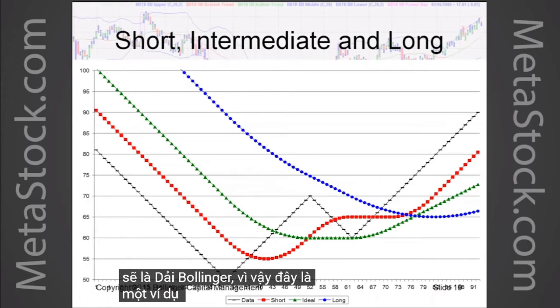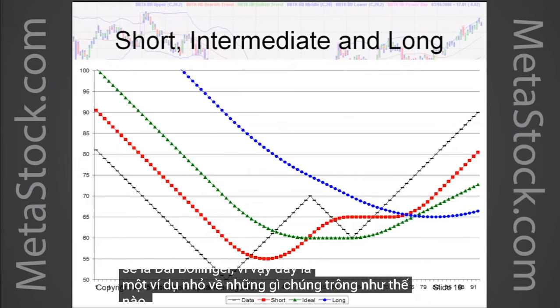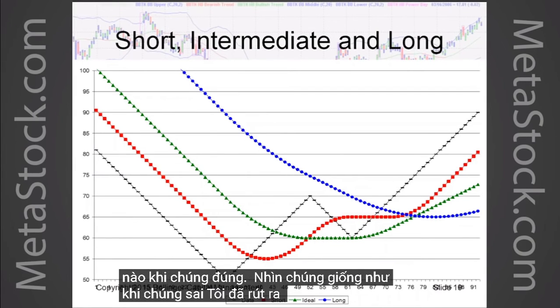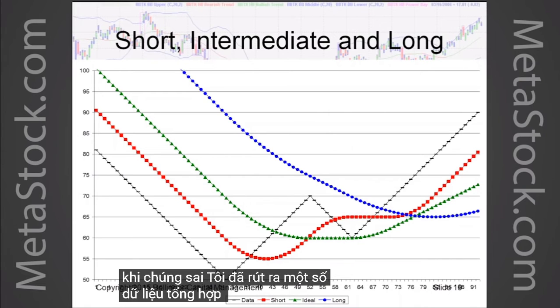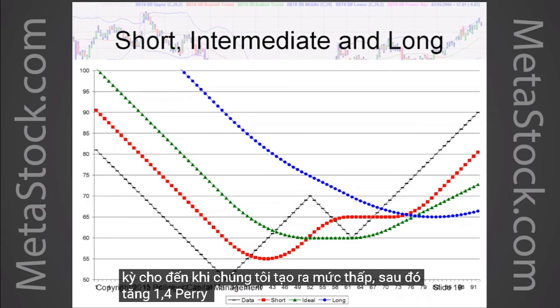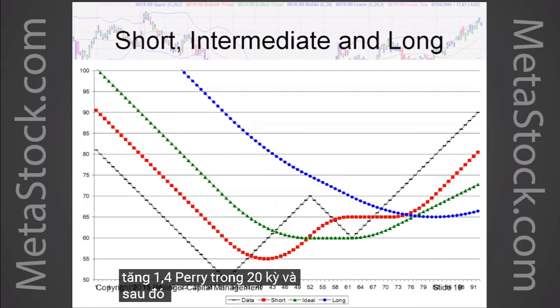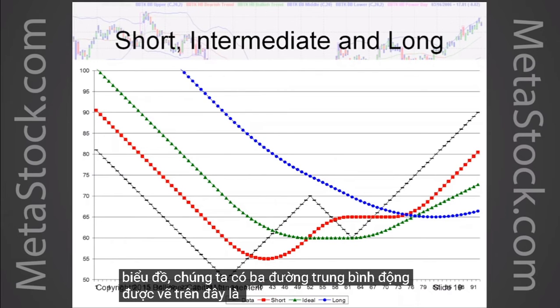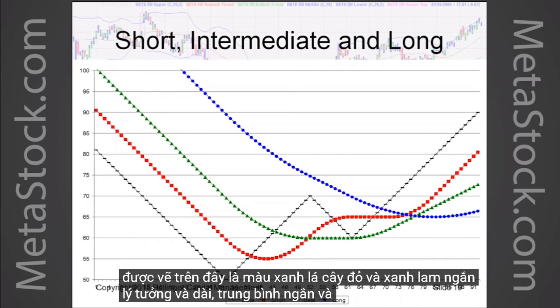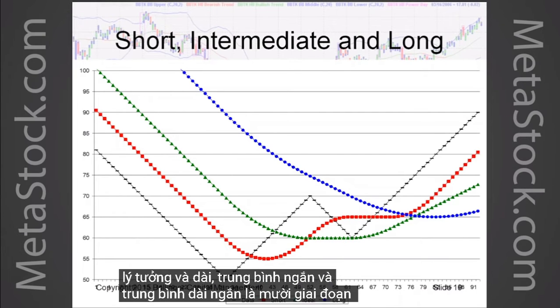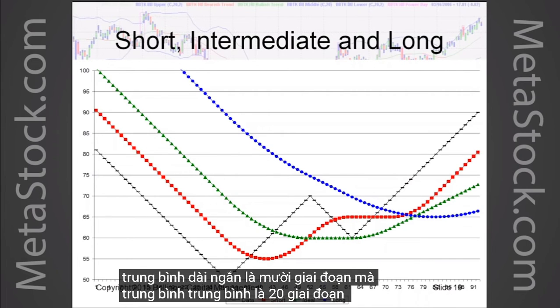So here's a little example of what these look like when they're right, what they look like when they're wrong. I've drawn some synthetic data here. Prices fall by 1 point per period until we make a low. They then rally by 1 point per period for 20 periods, and then fall again by 1 point per period for 10 periods, and then rally to the end of the chart. We have 3 moving averages drawn on here: red, green, and blue, short, intermediate, and long. The short average is 10 periods, the intermediate average is 20 periods, and the long average is 50 periods.